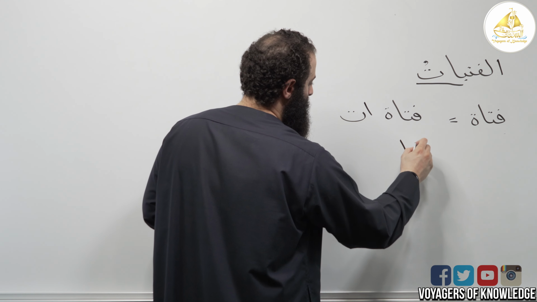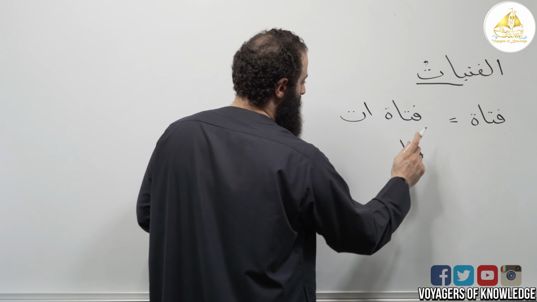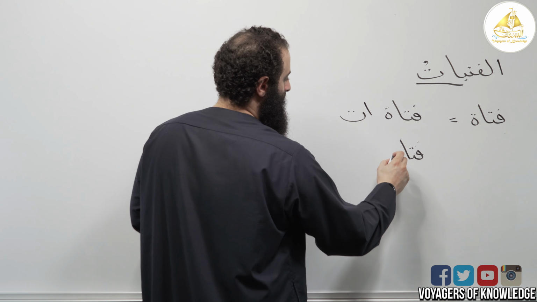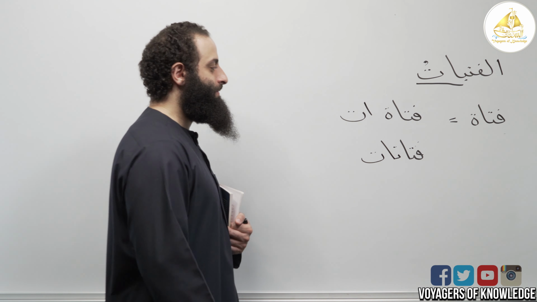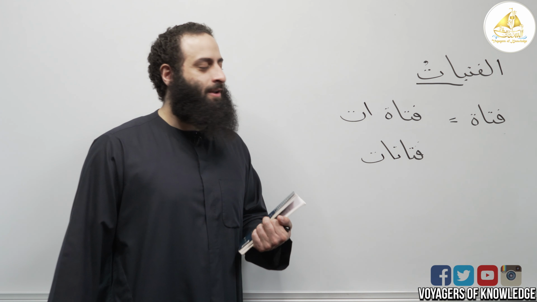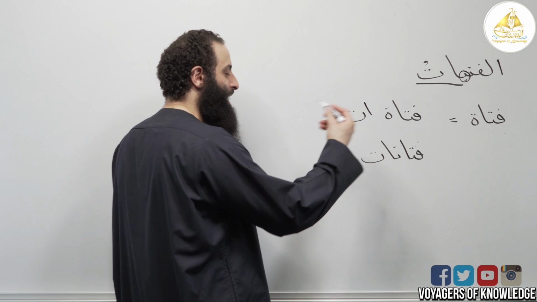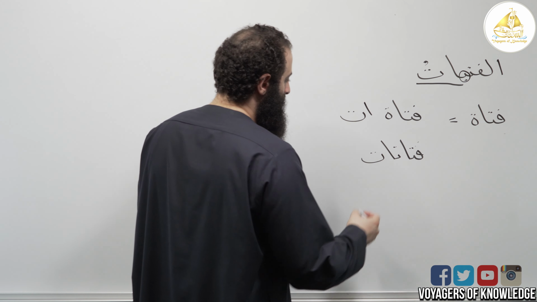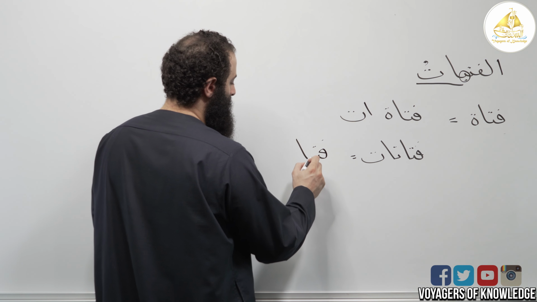Fa, ta. Now try to say this. I'm sorry, I put a qaf there. Fata tatun. Try to say that. Fata tatun. Isn't that hard? And that's where the introduction of this ya came in. Now this doesn't happen with all the words, but it's happening with this word. So what happens is, to compensate for that, fatayat.